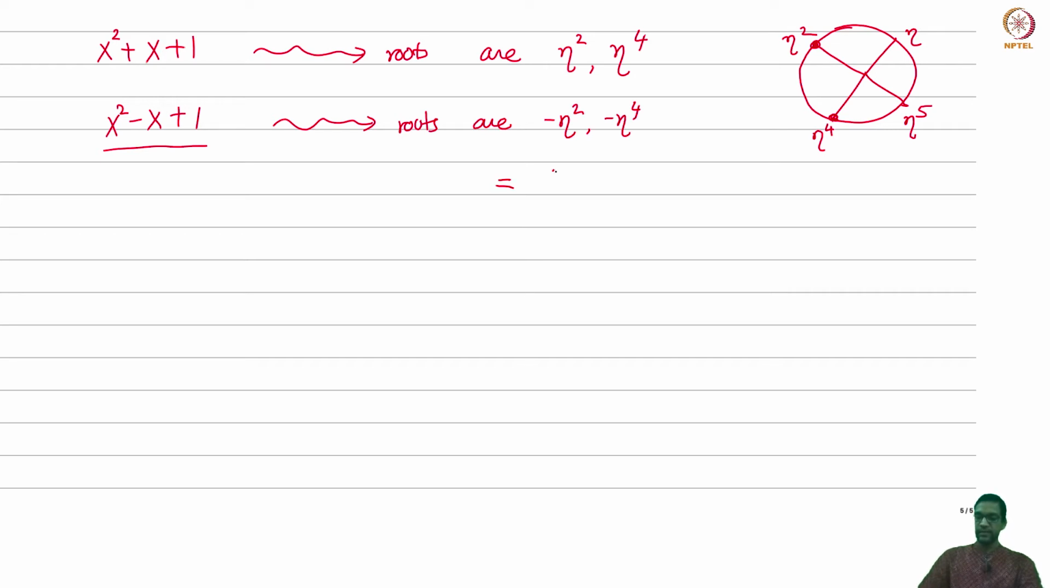Okay, and well, what's that? That's just the other two roots, eta and eta to the 5. So these two fellows are the roots of the other polynomial. Okay, so in fact we now know what the minimal polynomial of eta is.